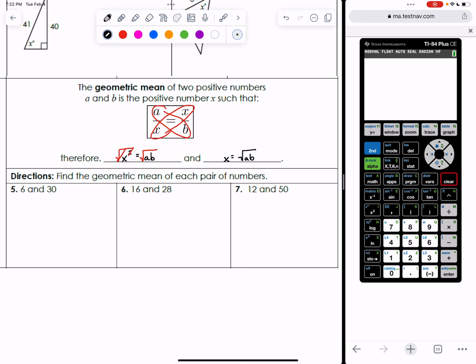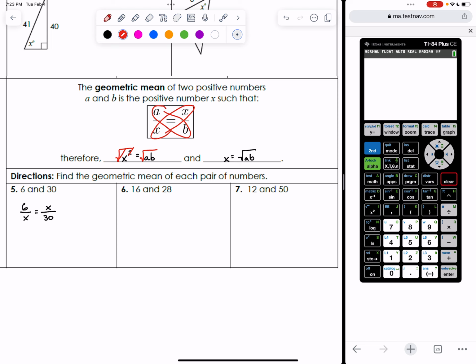Well, let's see what this would look like in action, right? So if I take 6 and 30, for instance, and I set it up where 6 is a and 30 is b, then I would have that set up like 6 over x is equal to x over 30, right? So the setup doesn't change. We're just plugging in those numbers into those spaces, right?